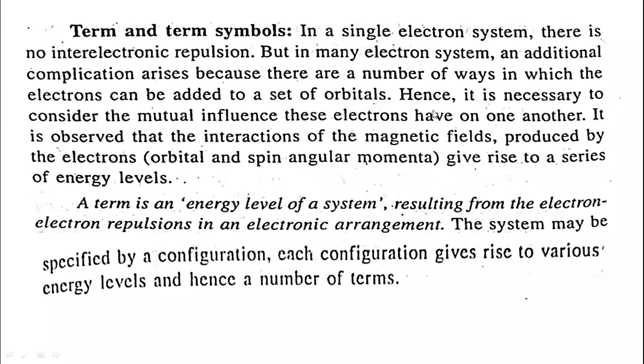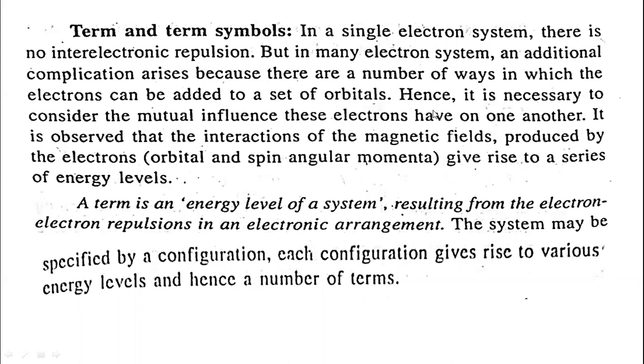So it is observed that the interactions of the magnetic fields produced by the electrons, we know electrons produce a magnetic field. Electron is itself a tiny magnet. So interaction of the magnetic field is also there. It is observed that the interactions of the magnetic fields produced by the electrons give rise to a series of energy levels. So we obtain a number of energy levels.